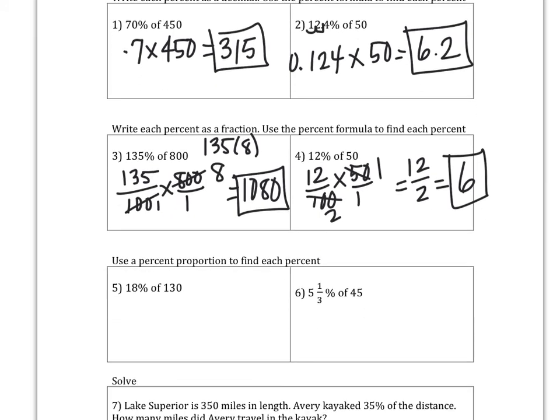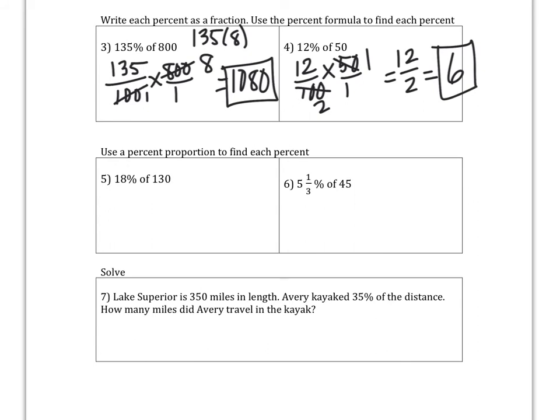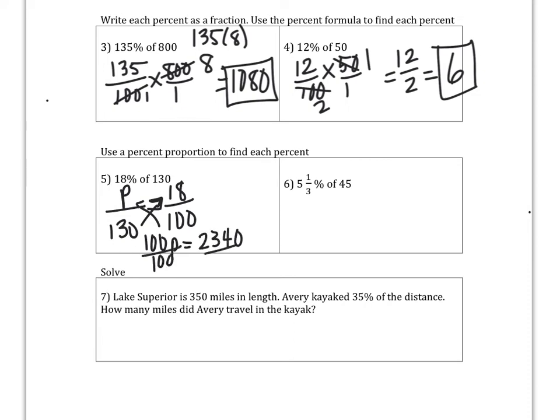Number 5 is we're going to use the percent proportion to find each percentage. So the percent proportion would be P over 130, and we're setting it up as a proportion, so it's equal to 18 over 100. So we're going to multiply those two together and those two together, so we get 100p equals 2,340. Divide both sides by 100, and p equals 23.4.